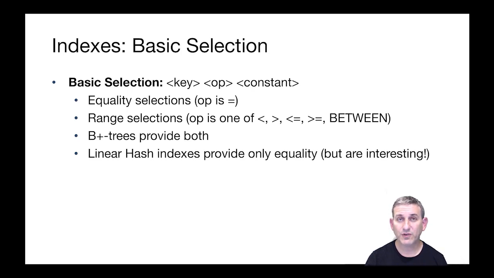But we might be interested also in range selections, like age less than 20, or age greater than or equal to 5, or even age between 5 and 20. B+ trees, as you may realize by now, support both equality and range selections on a single dimension. Linear hash indexes, which we didn't learn in this class, but which are another commonly used type of database index, only provide equality, so they don't allow range selections. They're very interesting data structures, and I encourage you to go learn about them.